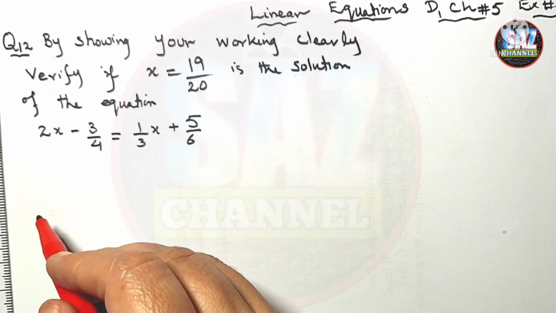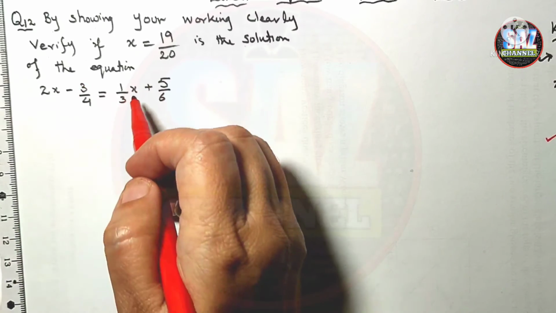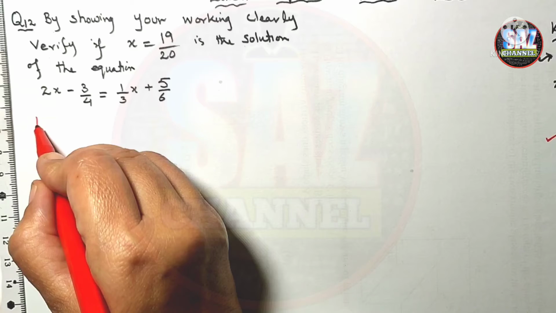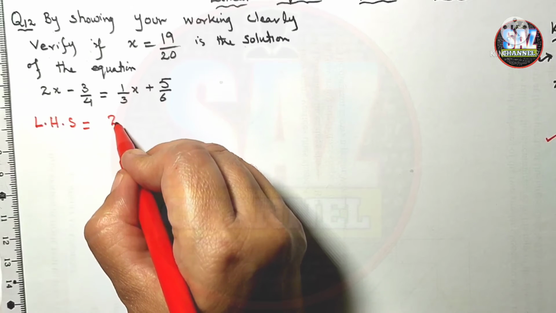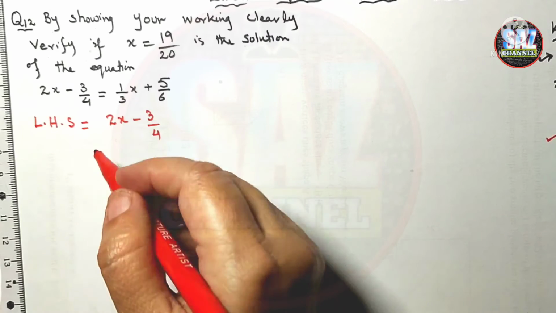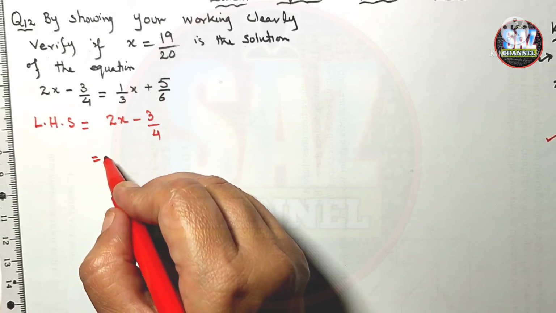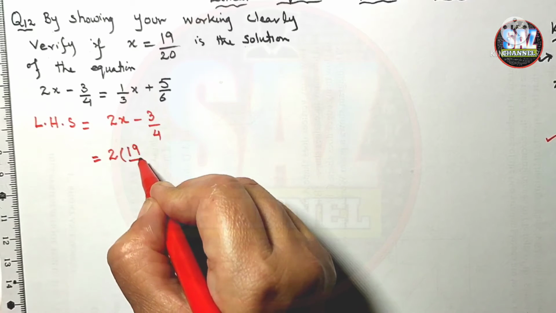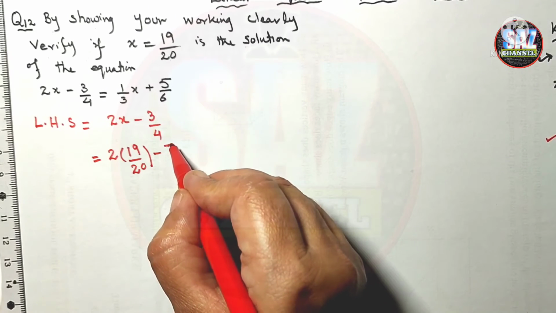So first we have to take the right hand side and left hand side. There are two sides of this equation. We can take any one of the sides. Suppose I'm taking the left hand side, which is equal to 2x minus 3 by 4. Now as x equals 19 by 20 is the solution, instead of the letter, instead of the variable of this equation, I will replace that number, and minus 3 by 4.